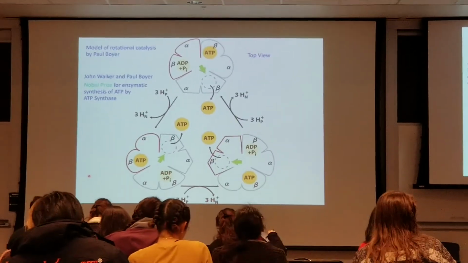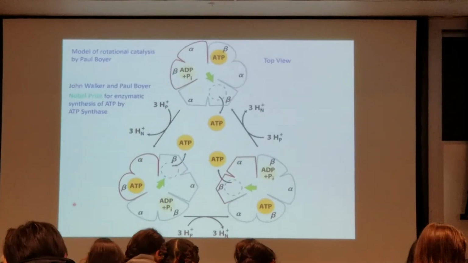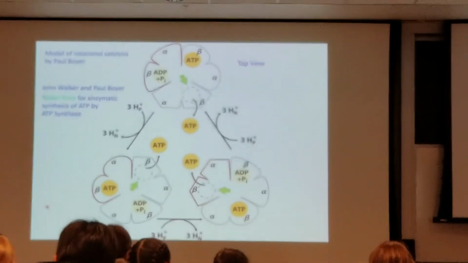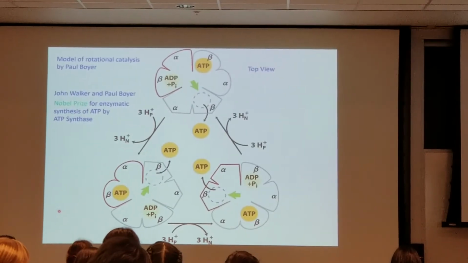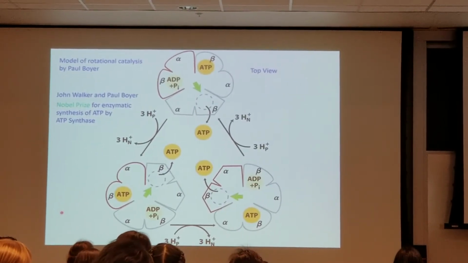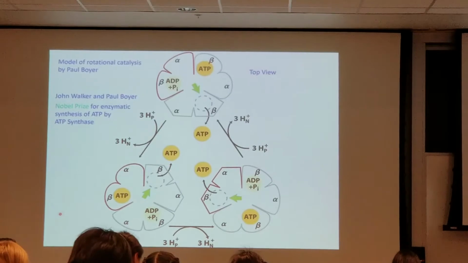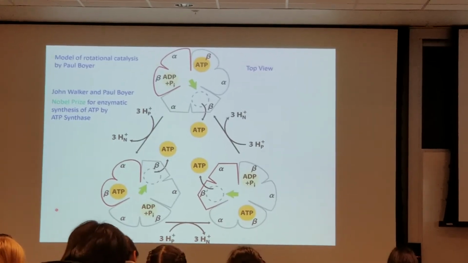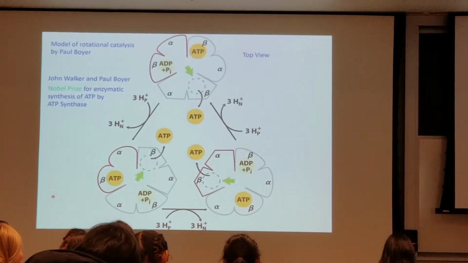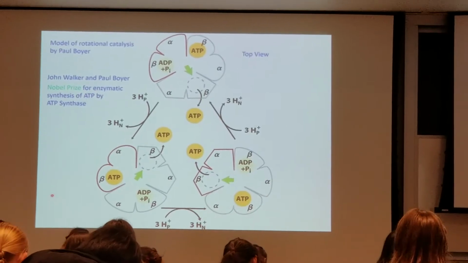Formed at each of 3 enzyme active sites. So a very unique way of creating ATP. Of course, this ATP that's created inside the matrix of the mitochondria is then going to be sent out to wherever the cell needs it.